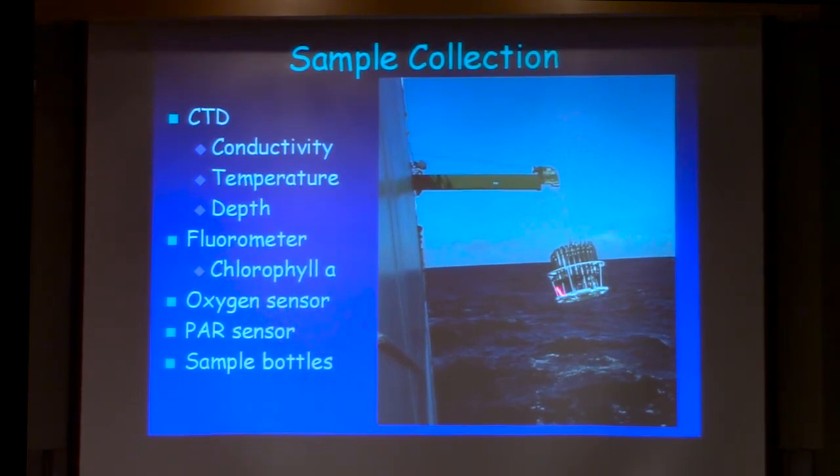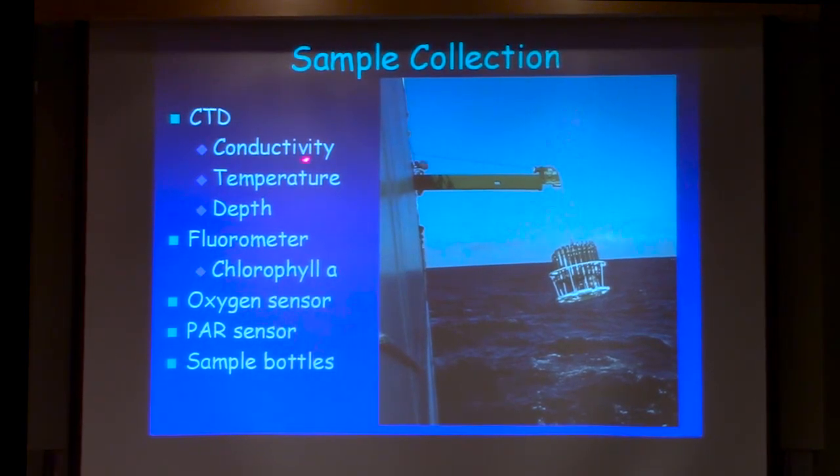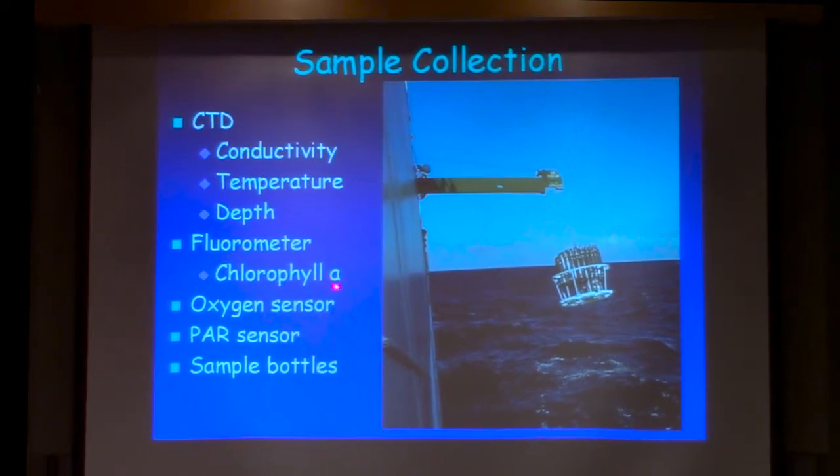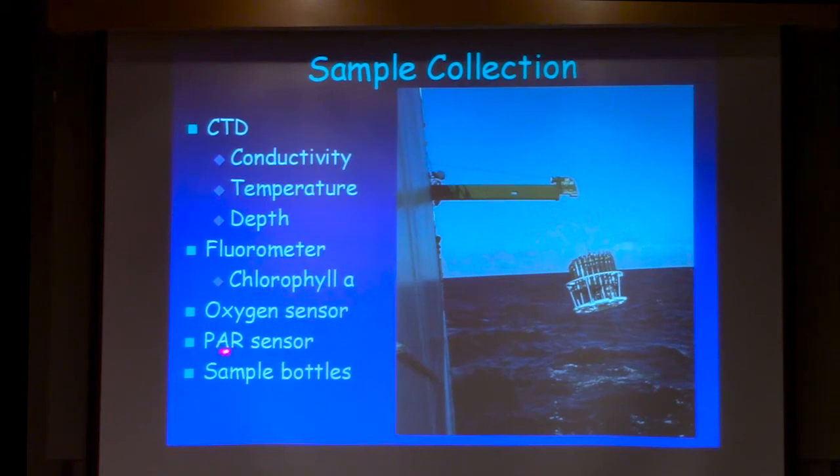There's also an instrument package here. There's something called a CTD, which stands for conductivity, which gives us salinity, temperature, so a temperature sensor, and pressure, which gives depth. There's a fluorometer, which gives us chlorophyll A concentration. There's oxygen sensors, there's light sensors, and again, these sample bottles.